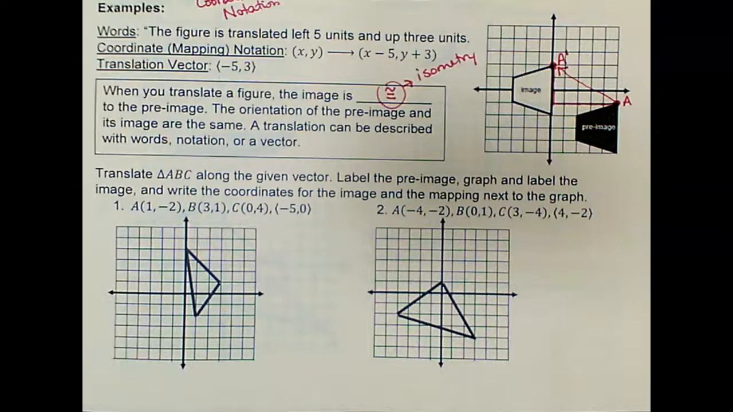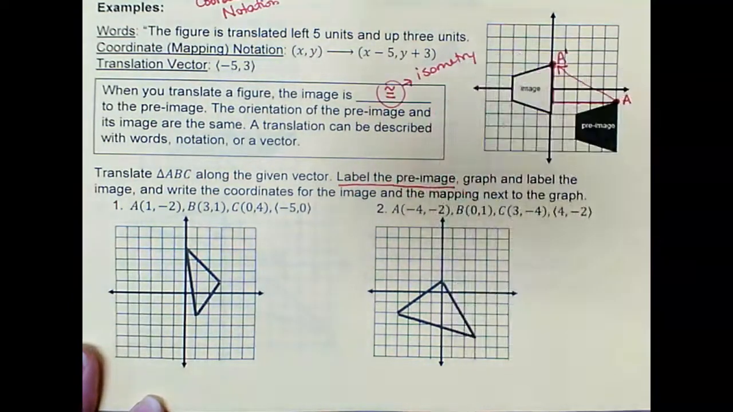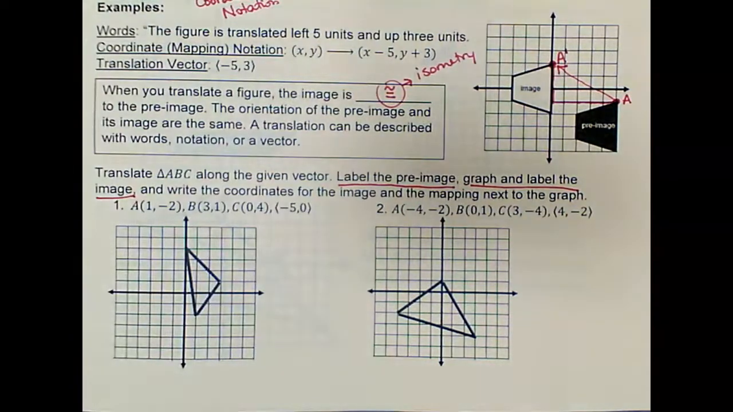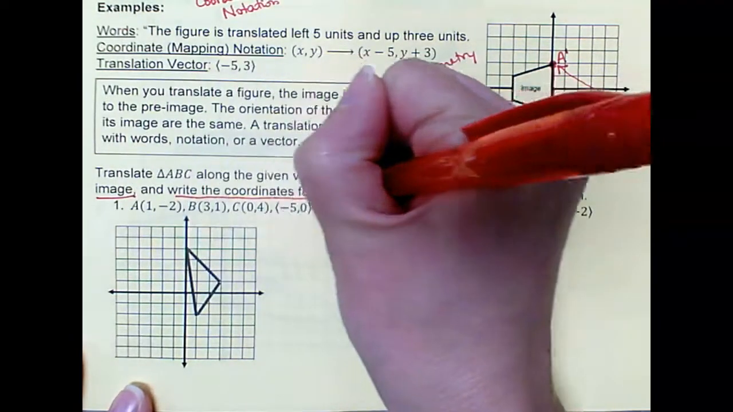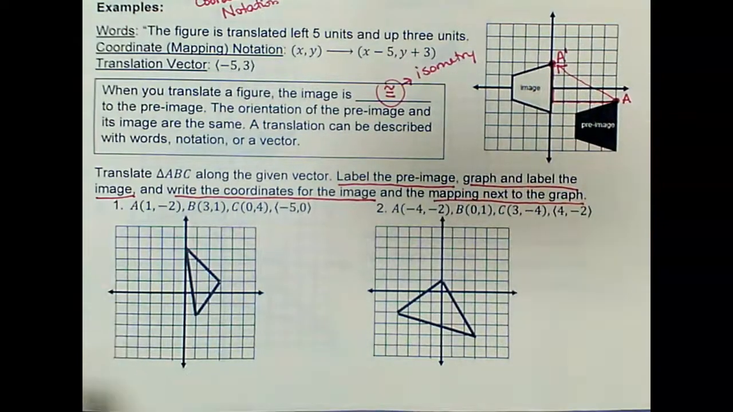So we're going to translate triangle ABC along a given vector. We need to label the pre-image first. We need to graph and label the image once we do the translation. And then we need to write the coordinates for the image and the mapping next to the graph. So we have a lot to do on these problems. They're simple, but they require a lot of different answers.